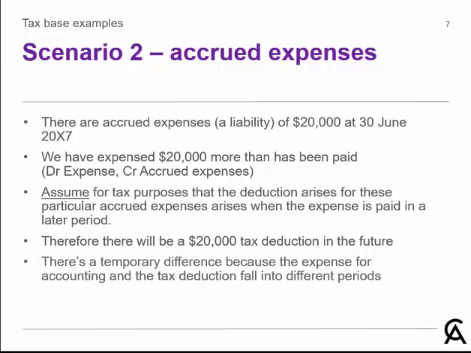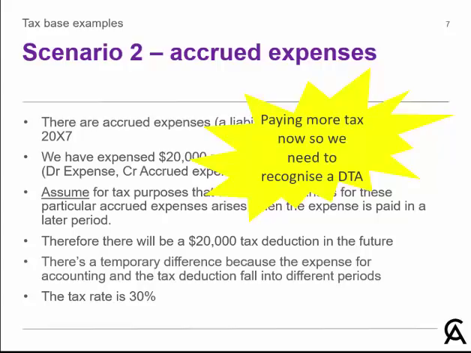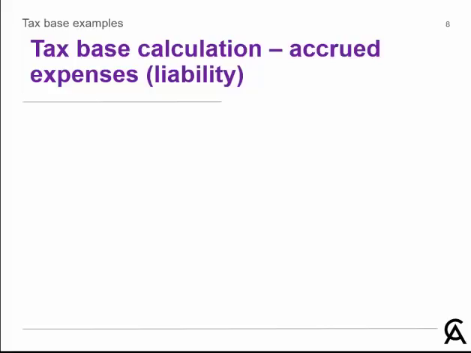So we have a temporary difference because the expense for accounting, look at our journal entry in that second bullet point, and the tax deduction fall into different periods. Again, let's assume the tax rate is 30%. Applying our logic, it sounds like a DTA, doesn't it? We're paying more tax now because that expense isn't deductible when we're calculating our current tax liability, but we'll get the deduction in the future. So what we want to see is the recognition of a deferred tax asset for this temporary difference.